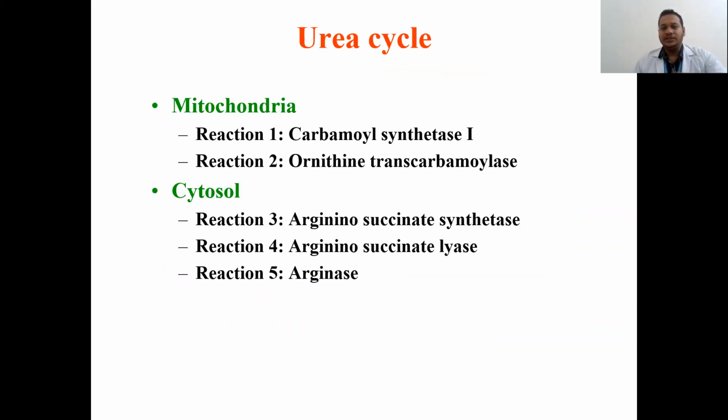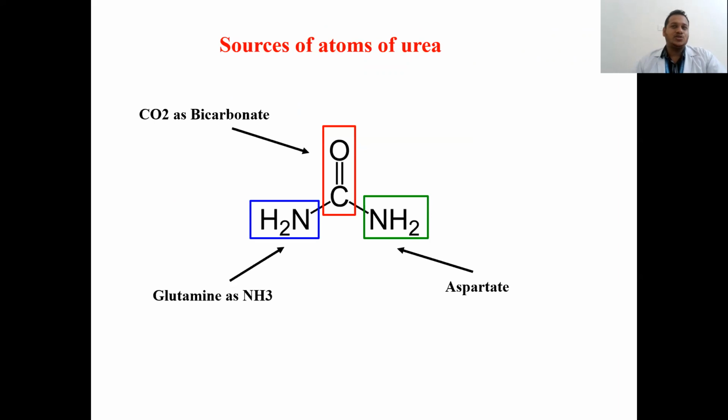In mitochondria, 2 reactions take place, and in cytosol, 3 reactions take place. In mitochondria, reaction 1 is carbamoyl phosphate synthase 1 and reaction 2 is ornithine transcarbamylase. In cytosol, reaction 3 is argininosuccinate synthase, reaction 4 is argininosuccinate lyase, and reaction 5 is arginase. The sources of the atoms of urea are carbon dioxide as bicarbonate, glutamine as NH3, and aspartate as NH2.